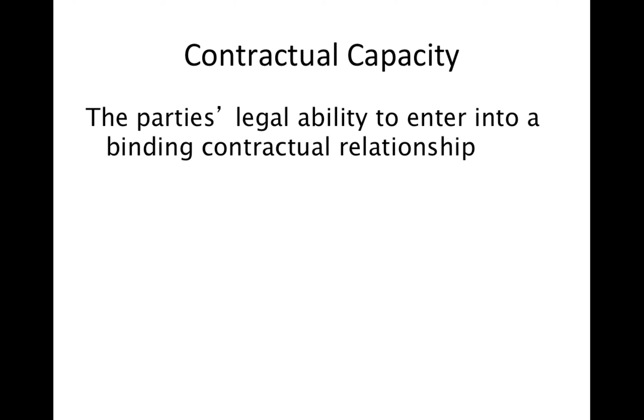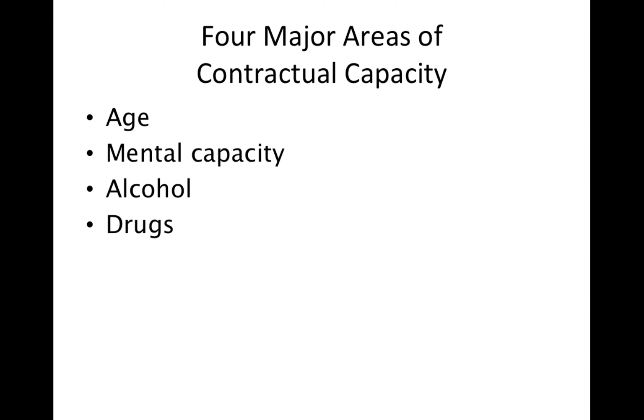When we talk about capacity, we're talking about someone's ability legally to enter into a contract. There are 4 major areas of contractual capacity. Age, so we know that being under the age of majority can be an issue when entering into contracts. Mental capacity, and then alcohol and drugs. And when we think about drugs, we don't just think about illegal, illicit drugs, but we think about all of the pharmaceuticals and prescriptions that people have legally that may put them in a state where they lack capacity. We also bring in drug abuse, alcohol abuse, and understand that it presents problems.